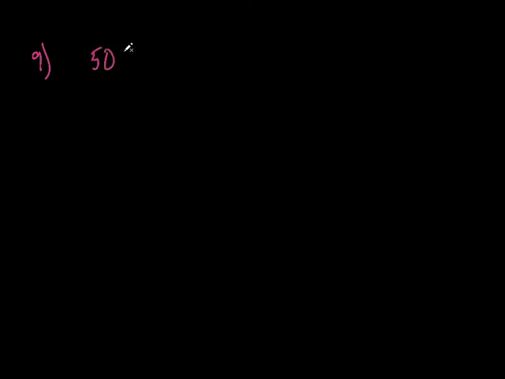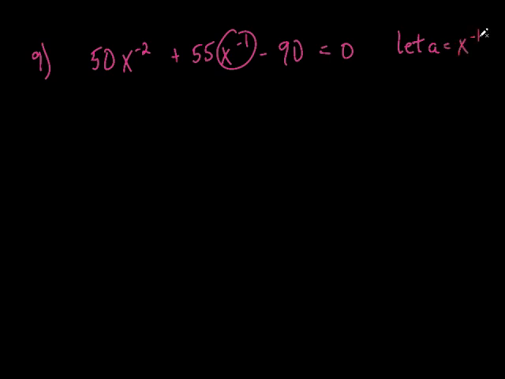Okay, 50 x to the negative second plus 55 x to the negative first. Now it says equals 90, but I'm going to put minus 90 equals 0. Hopefully you recognize that. All right, just to make it a quadratic. Look at this. This is when I want to do that let stuff, right? So I'm going to let, now it's already an x, so let's make it another letter. Let's make it a. Let's let a equal x to the negative first. So what I'm going to do is I'm going to replace this with an a. So this is going to be 50.